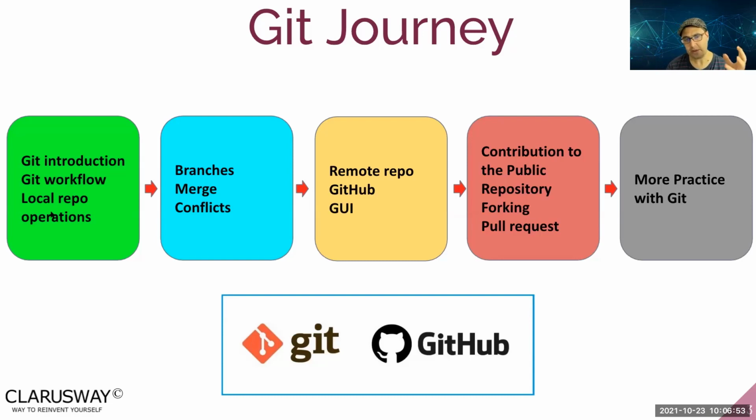These may be quite complicated at the beginning because it's just some text here. So what is the workflow? What is the local repo? What is the branch? We know the branch, but what is the branch in Git? What is merge? What are conflicts? What about the repos, the remotes? And then in GitHub, we will come to that point. What is GUI? And contribution to a public repository. Again, repository, or the short term repo, and forking, pull requests, and even more. These are the things that we are going to talk through and learn.